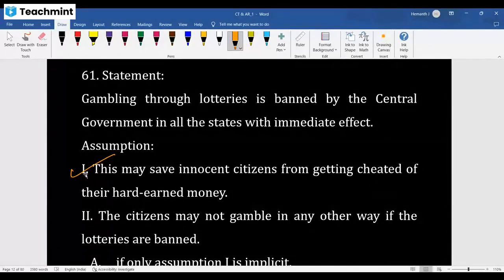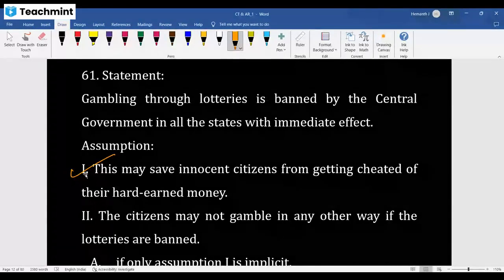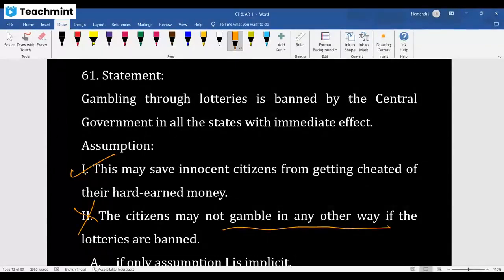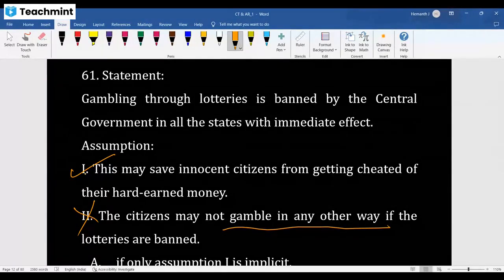The citizens may not gamble in any other way if the lotteries are banned. That we cannot say. There are a lot of gambling games, and this is one among them. If we ban gambling through lotteries, whether they don't gamble in other ways, we cannot say. So the immediate effect, the central government has done with this. So the first one is correct. Assumption one is correct.